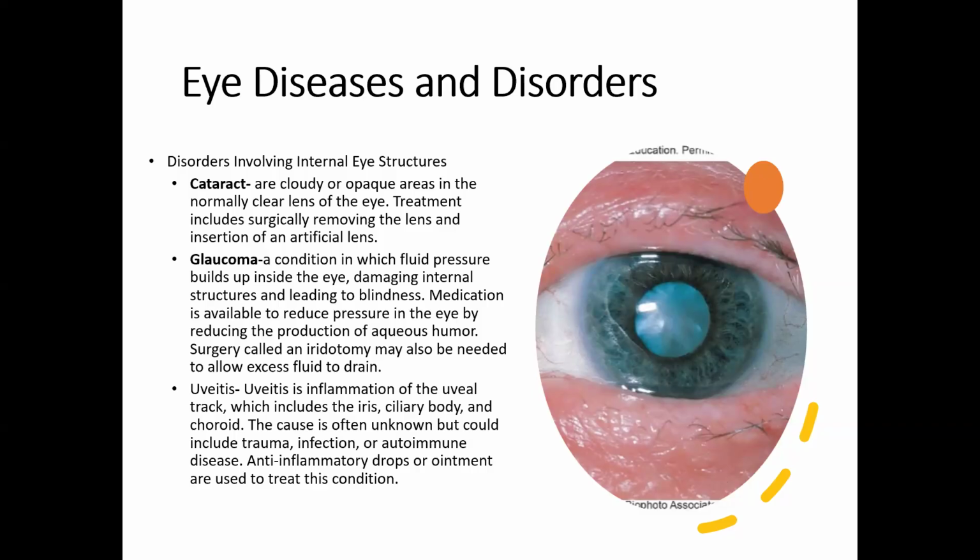Uveitis is inflammation of the uveal tract, which includes the iris, ciliary body, and choroid. The cause is often unknown, but could include trauma, infection, or an autoimmune disease. Anti-inflammatory drops or ointments are used to treat that to calm the inflammation down.